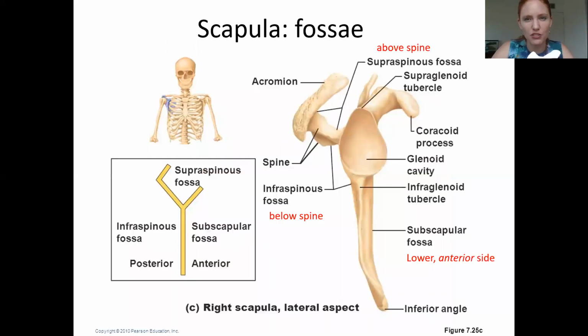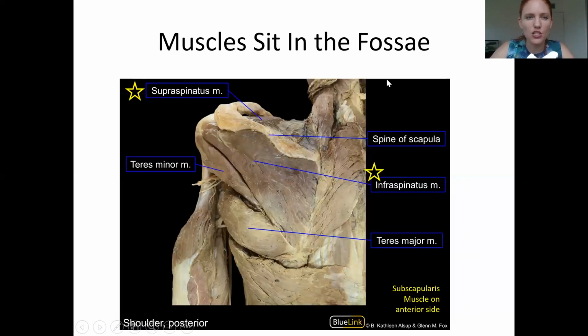Although be careful when we do get to muscles. Please notice that there is a difference in spelling. This is supraspinatus fossa, and this one is supraspinatus muscle. So there's a T in there, okay, spinatus. But they're named from where they sit. So the supraspinatus muscle would sit right in the supraspinatus fossa, and you have an infraspinatus muscle that sits right in the infraspinatus fossa. And then on the front, you have the subscapularis muscle, which sits right in the subscapular fossa, right? So if you can tie this information together, it'll help you remember.